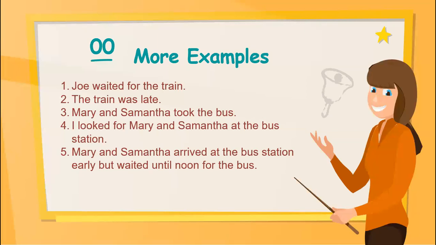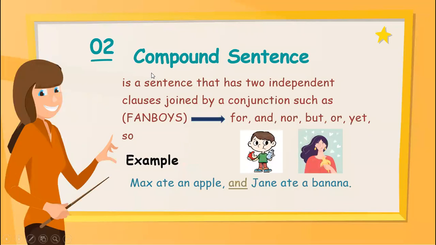Joe waited for the train. The train was late. Mary and Samantha took the bus. I looked for Mary and Samantha at the bus station. Mary and Samantha arrived at the bus station early but waited until noon for the bus. Very good. All of those are simple sentences because they have one subject and one verb.